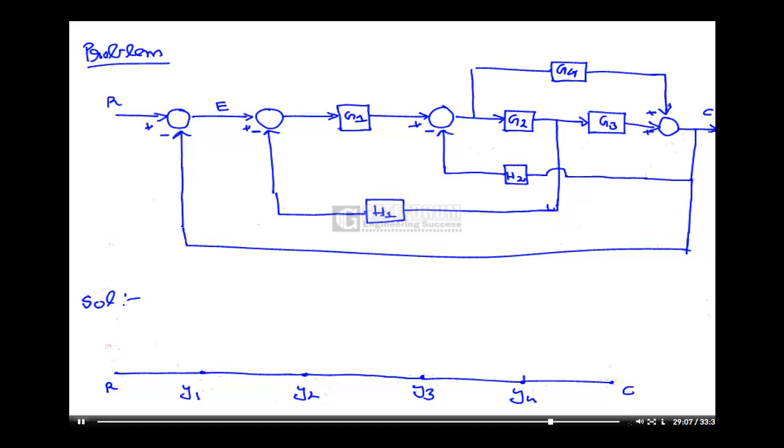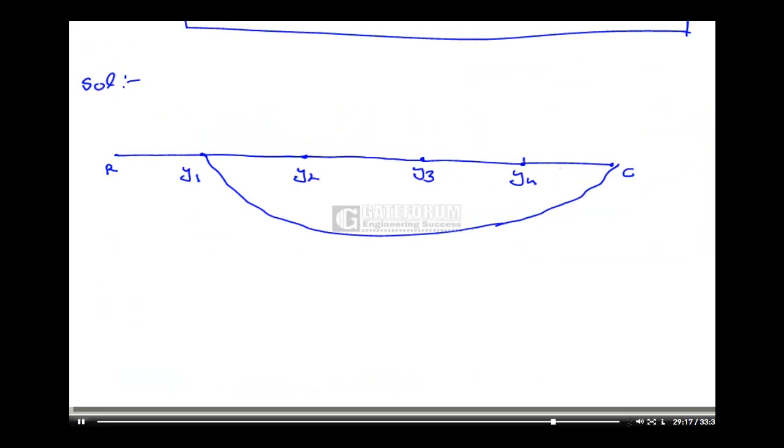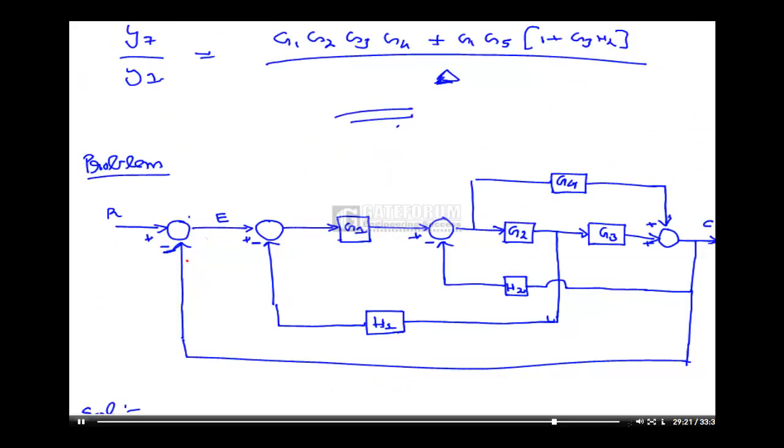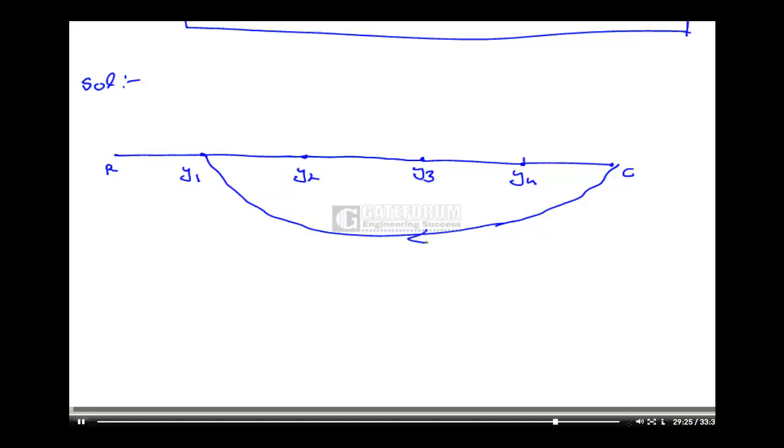From the output C, there is one feedback coming to the first summing point. Since at this summing point in the question I have a minus sign, in my signal flow graph the multiplication factor will be -1. Okay, this will be 1. From y2 to y3 I have gain g1. From y2 to y4 I have gain g2. From y4 to output I have gain g3.